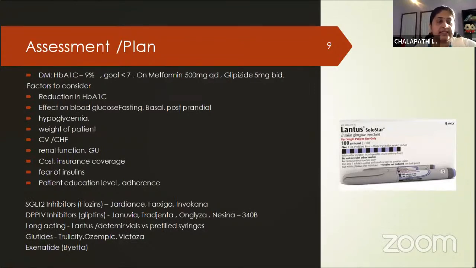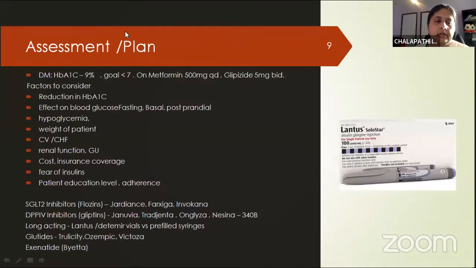So when it comes to the assessment, because the plan is also based on the assessment, say for example, there is one patient with diabetes mellitus. Here we have the information of the HbA1c. It is 9%, and what is your goal? And the patient is on 2 medications, metformin and glipizide. So can any one of the students answer me?